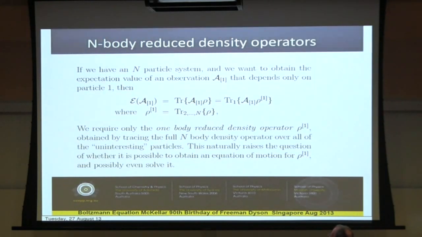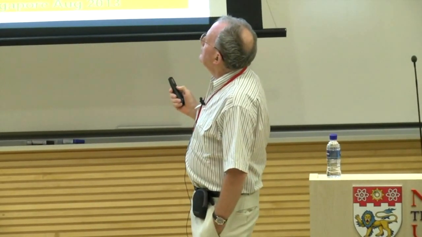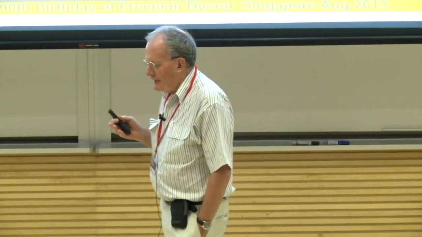So the expectation value of some one-particle operator will be the trace over that one particle of the reduced density matrix. The one up here means it's been reduced to a one-body density matrix, and that's a trace over all the other particles. So in the same kind of way, I can write down two-body reduced density matrices, three-body reduced density matrices, and so on. The basic idea, as usual, is just to get rid of all the stuff that's not interesting and concentrate on the stuff which is. You might suggest then that perhaps we could write down an equation for the time evolution of the one-body density matrix.